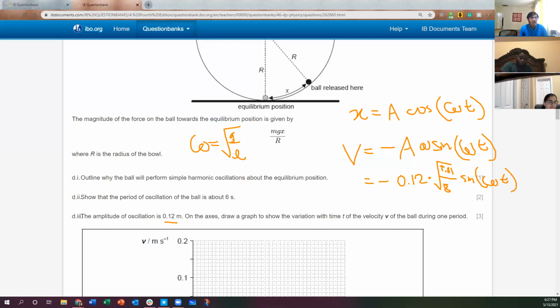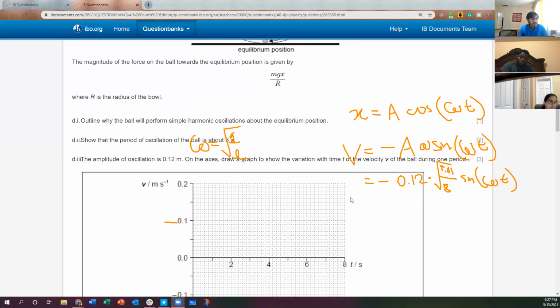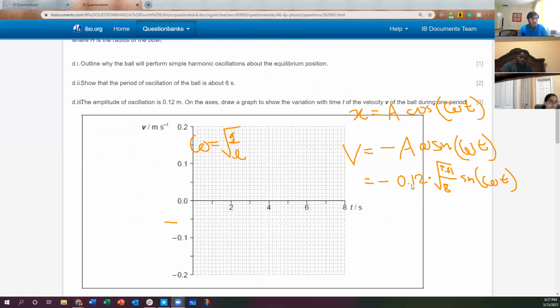Okay. The main point of this is to realize what the function is. It's negative 0.12 times the square root of 9.81 over 8 times sine omega t. So to find the amplitude of the velocity, we need to actually multiply these together. If we multiply these together, we're going to get 0.12 times the square root of 9.81 over 8, and we get 0.133.